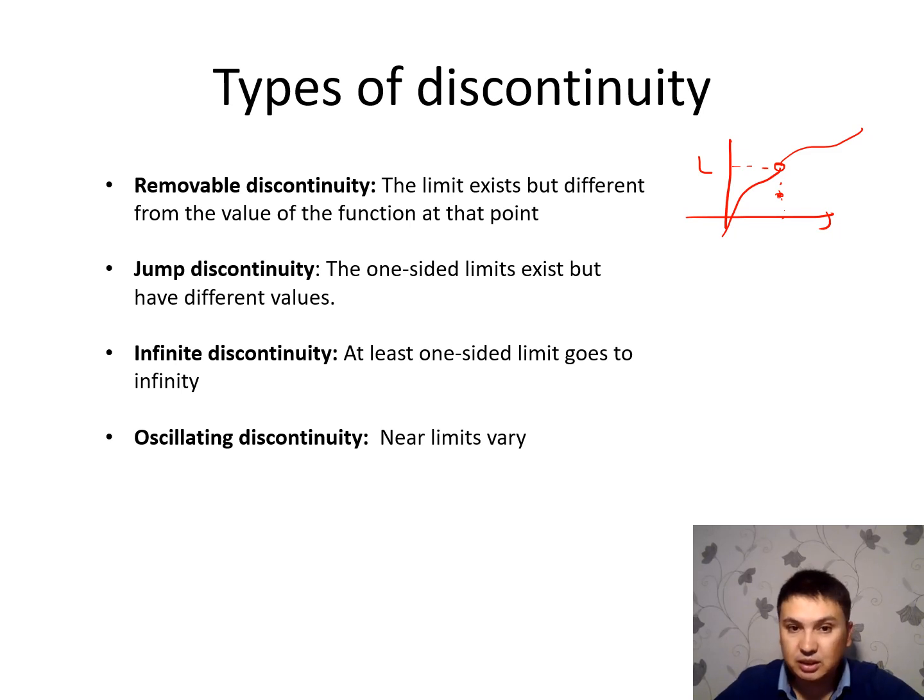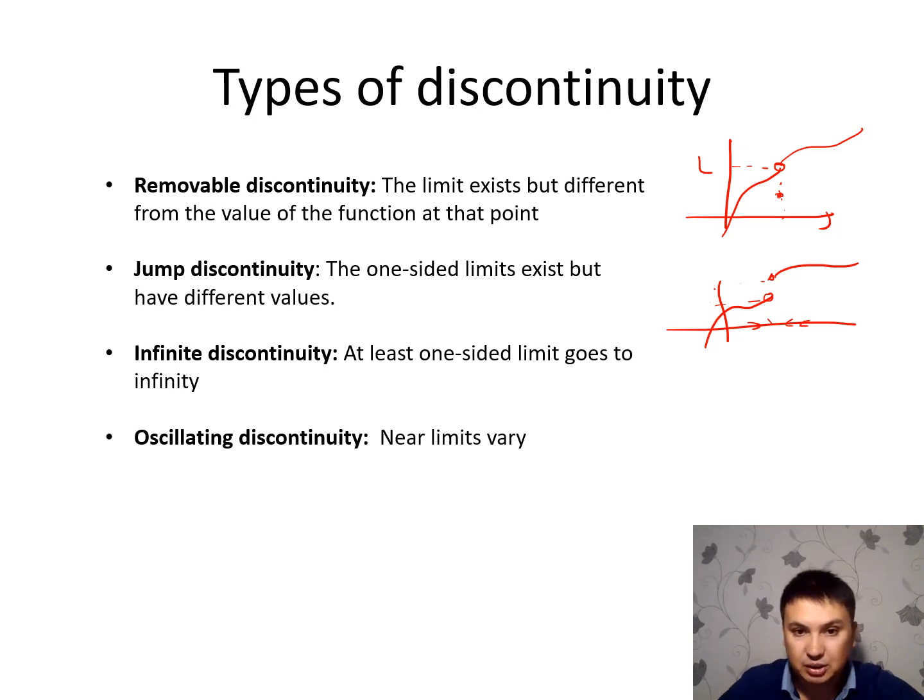What is jump discontinuity? It's when the one-sided limits exist but have different values. So this is the situation where the limits exist. However, they are different, right? So the left limit approaches a different point, the right limit approaches a different point.